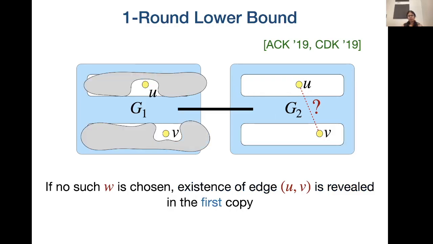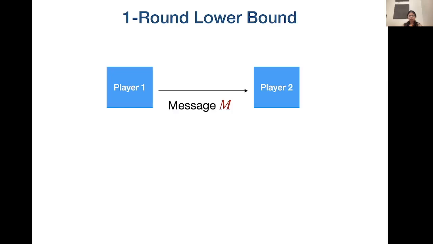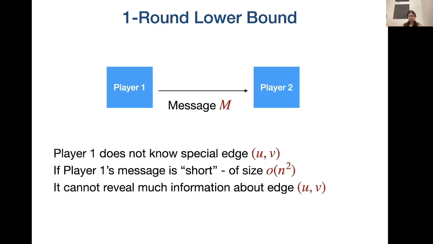Again, if some W on the left is not chosen at all, and the only vertices in contention are U and V, the existence of edge UV is revealed in the first copy itself. So when player 1 sends a message to player 2, if this message is short, of size only little o of n squared, since player 1 does not know what the special edge UV is, it cannot reveal much information about the existence of this edge. Since they don't know whether this edge exists, they don't know how to find the MIS either. And finding any MIS requires omega of n squared space.